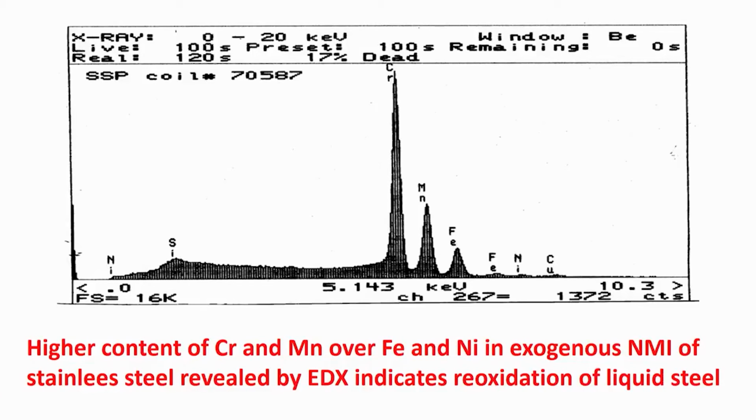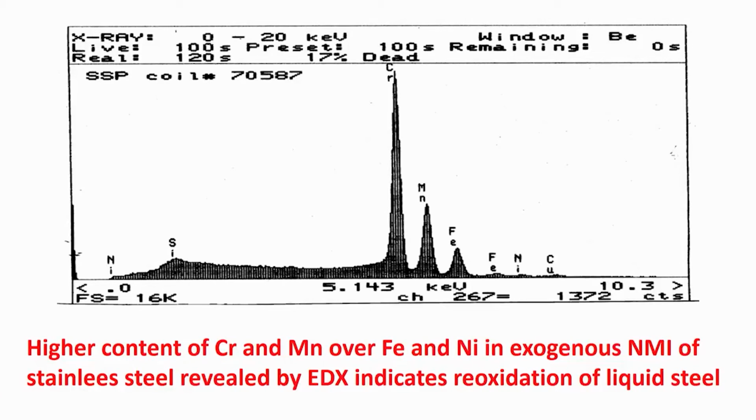So, what is the reason? I am talking of this in the defect area. It indicates, as I have mentioned here, a higher content of chromium and manganese over iron and nickel. What was expected was that iron should be the highest, chromium next, then manganese or nickel and other elements. But here, instead of iron, the chromium peak is very high, and the manganese peak is also appreciably high. So, why is this happening?